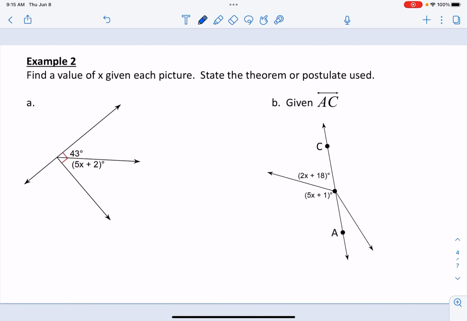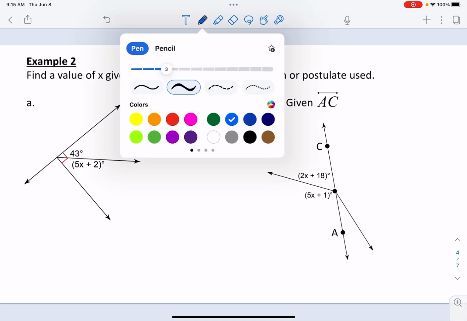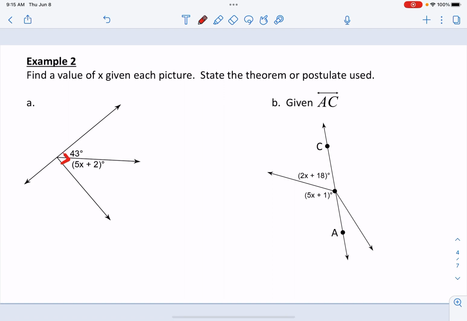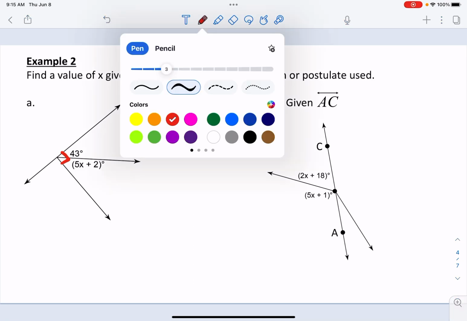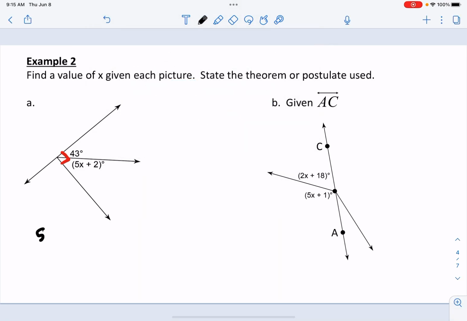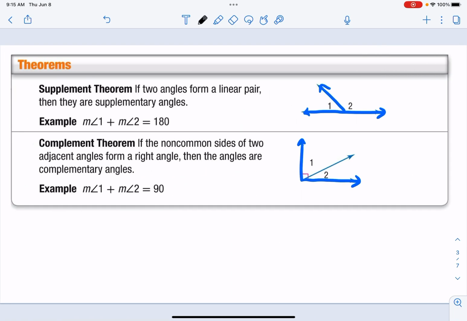So find x given each picture. So we have to look here, okay? I have a little right angle symbol. So I know that those two angles add up to 90 degrees. So 5x plus 2 plus 43 adds up to 90 degrees. They're complements. Now, what's my reasoning for that? Let's go back to the last slide. That's my complement theorem.